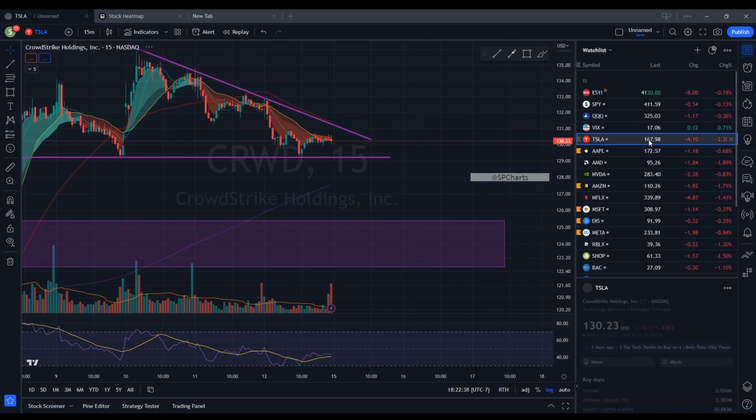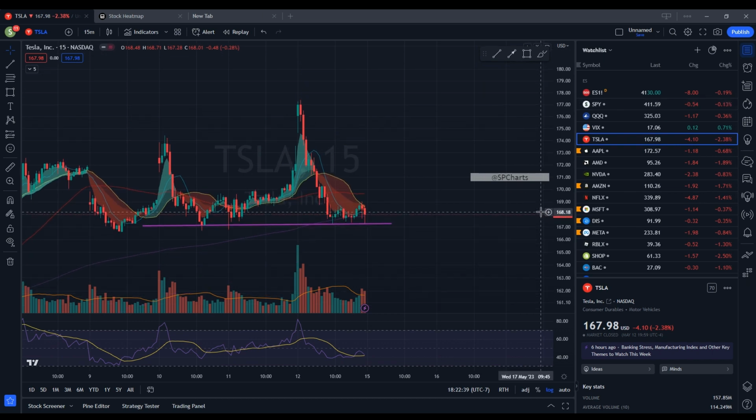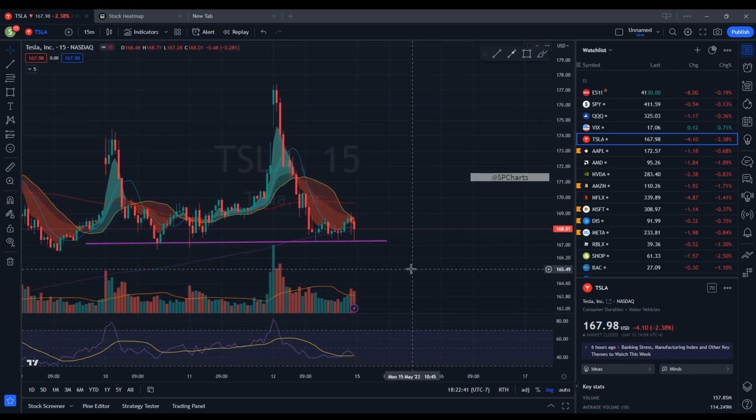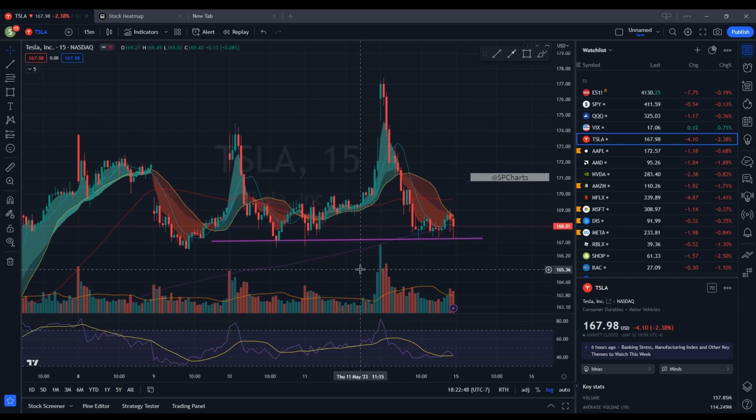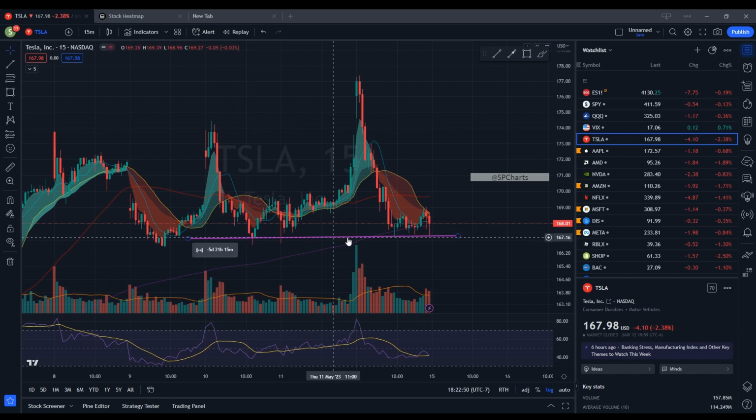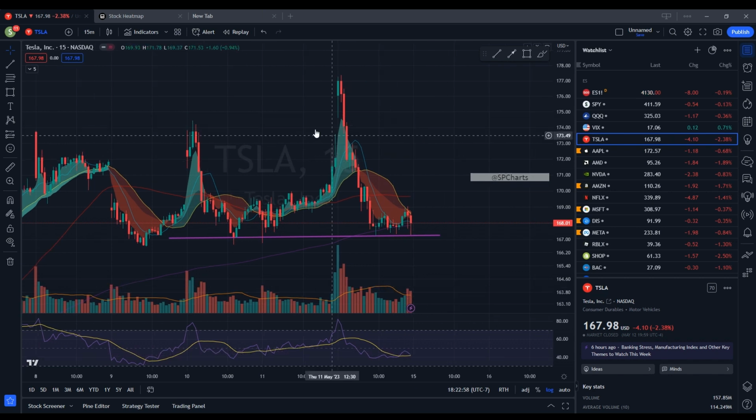I think I missed Tesla. Okay. We'll end on Tesla here. I know it's been 20 minutes already, so I don't want to keep you guys too long. So it's held this support quite a bit. It's not the bottom of the RSI. It's kind of in the middle to the bottom, I guess.